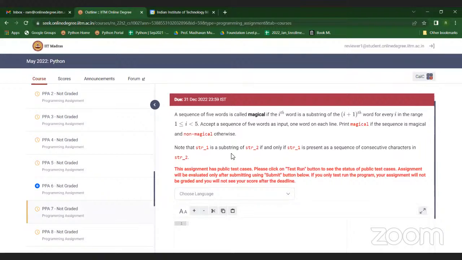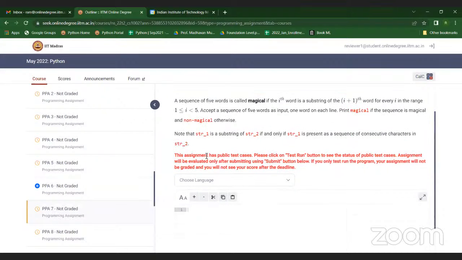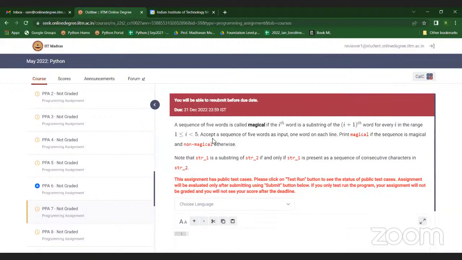All right. So for a string to be a substring of another, str1 should be completely present in str2. It should be present as a sequence of consecutive characters in str2. The entire sequence of the characters should be present in the other string. Is the problem clear?